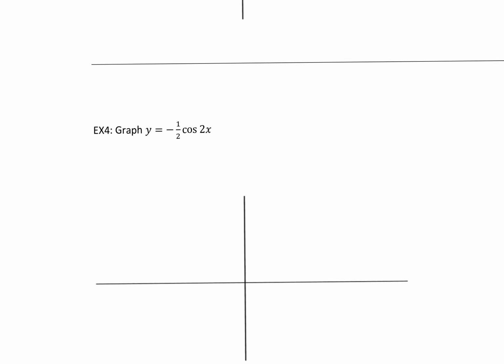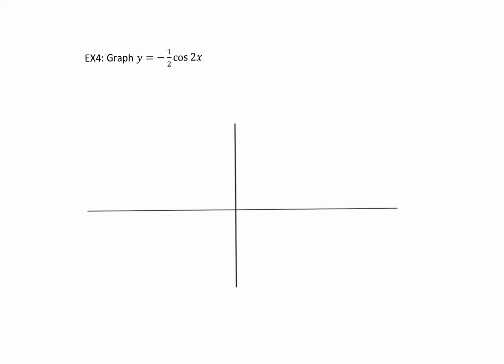Let's look at example 4. Example 4, changed it just a little bit. Notice that we have the 2 times x, so I know this is going to be a change of period. And then the 1/2 in front means it's going to be a change in amplitude. But now we have this negative.